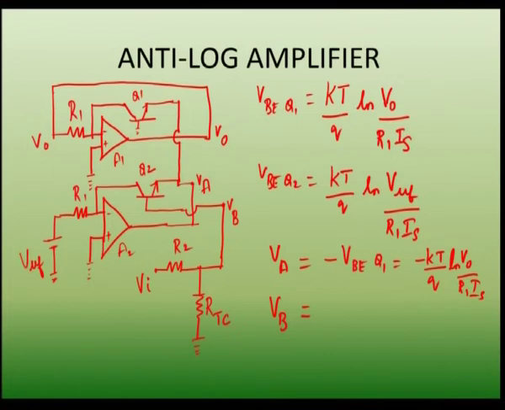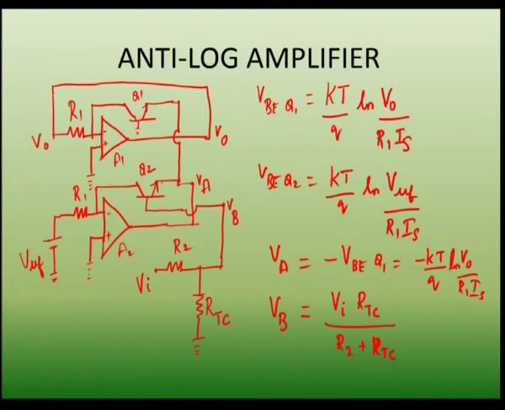So, how will you calculate this voltage? By using the potential divider rule. So, VB is calculated as the input voltage into the opposite resistance divided by the total resistance. This is VB. Now, we are going to calculate the emitter voltage of the transistor Q2, right.